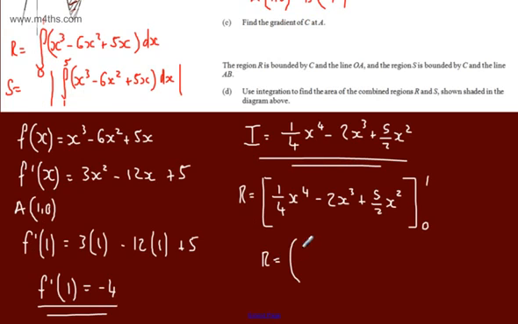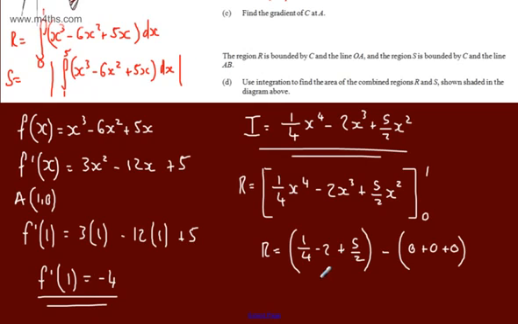So R is now going to be 1/4 minus 2 plus 5 over 2. And then all we do is subtract away 0 plus 0 plus 0. You do need to show that you're evaluating 0. So what's that going to give us? We've got 2 1/4, which is 9 over 4. So this is going to give me R equal to, just subtracting, that's a half.